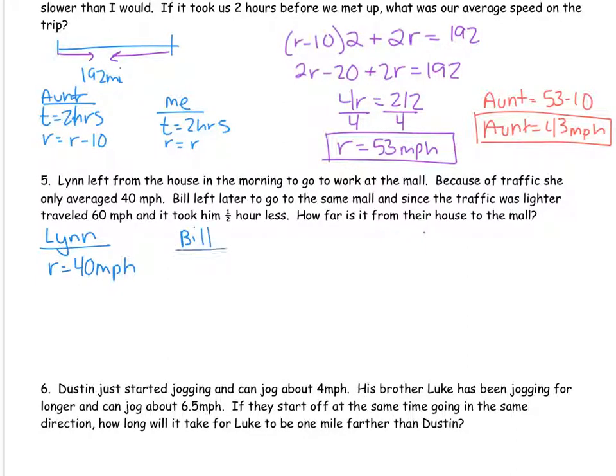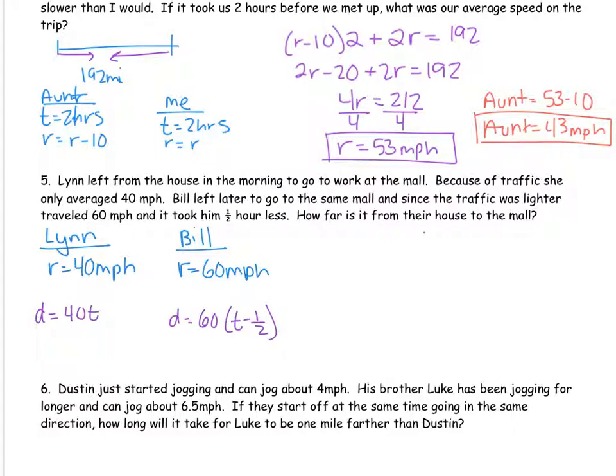Bill left later to go to the same mall, and since the traffic was lighter, traveled 60 miles per hour. So his rate is 60 miles per hour. And it took him half an hour less. How far is it from their house to the mall? So they're traveling the same distance because they're both leaving from the same place. Lynn's distance equals 40 times the time that she traveled. Bill, his distance is going to be 60 times the time that he traveled, which was half an hour less than Lynn. So I'm going to write his as t minus 1/2.